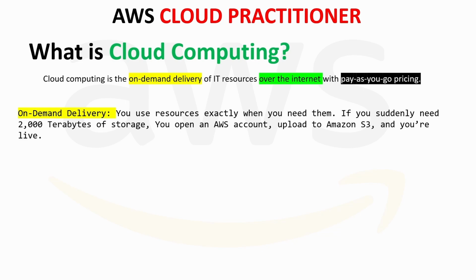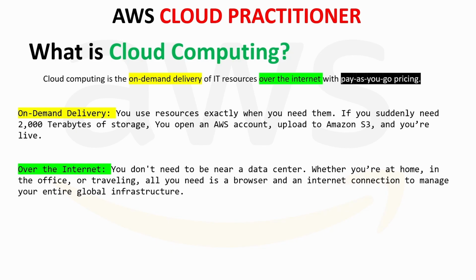If you suddenly need 2000 terabytes of storage, you don't call a vendor and wait weeks for hardware. You open an AWS account, upload to S3, and you are live. When you are done, delete the files and the billing stops instantly. Second, over the internet, you don't need to be near a data center. Whether you are at home, in the office, or traveling, all you need is a browser and internet connection to manage your entire global infrastructure.